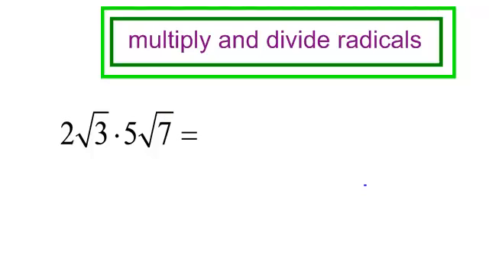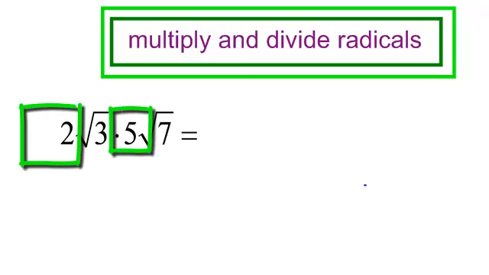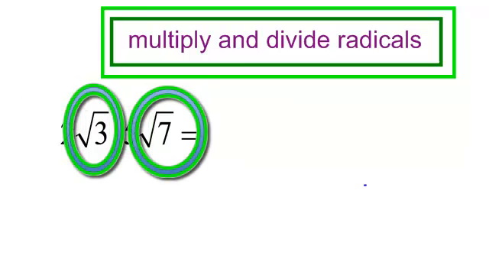We are going to talk about multiplying and dividing radicals. It's as simple as this. You can multiply the numbers that are not underneath the radical, and you can multiply the numbers that are underneath the radical and leave them underneath the radical.